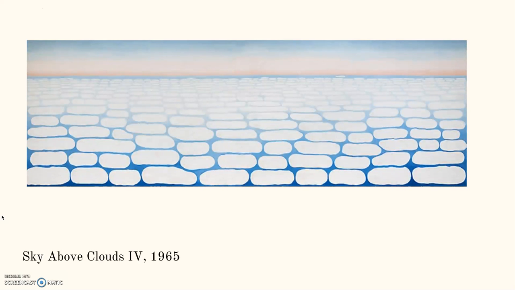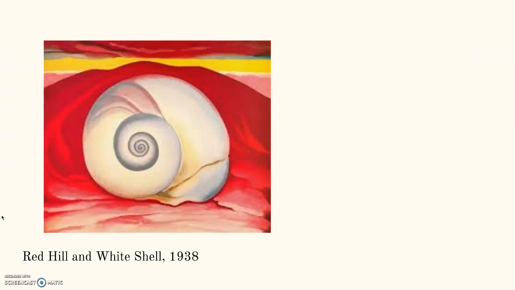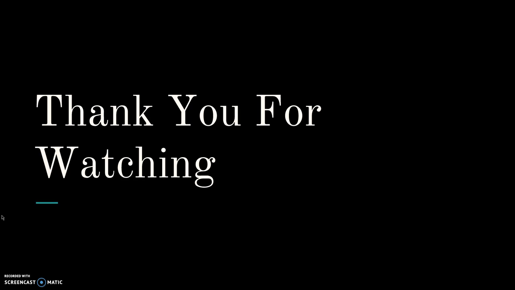Here we can see the Sky Above the Clouds, number 4. So she actually did several Sky Above Clouds. This was the fourth one in the series, done in 1965. Then we can see the Red Hill and the White Shell, which is very, very Georgia O'Keeffe style, with the big shell, small mountain, vibrant colors. Not too much detail in the edges, but they kind of mush together to make it look like a very solid artwork.